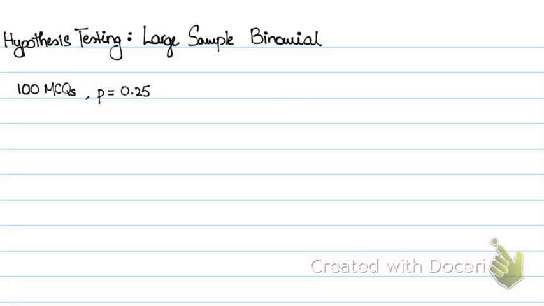Alright, so a hypothesis test for a large sample binomial. Let's say there are 100 MCQs in a paper, and the probability of getting the answer right to one question is 0.25. Now, let's say a student gets 34 right answers.